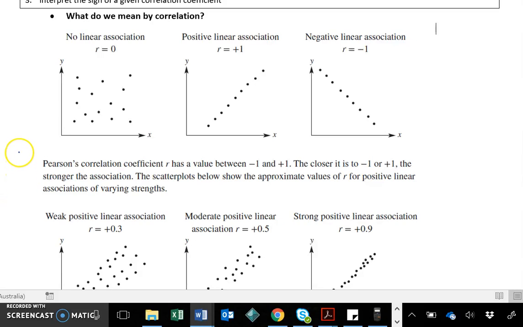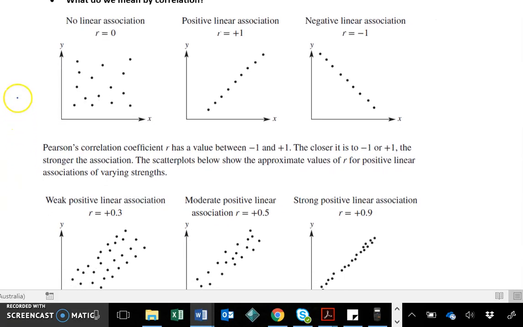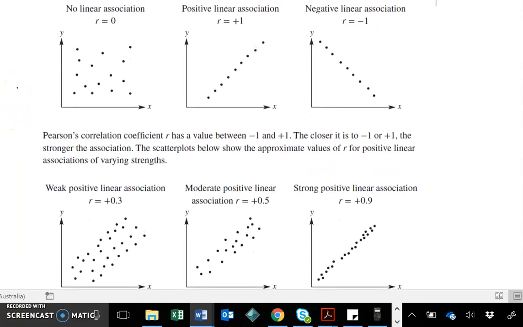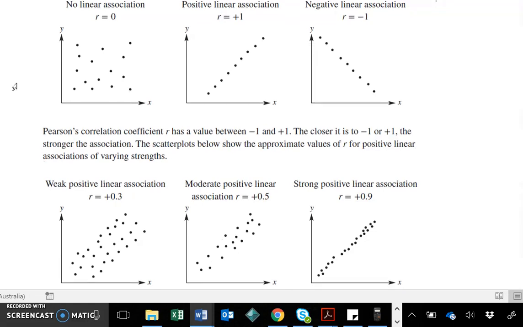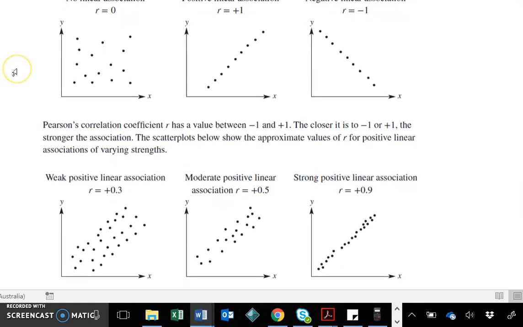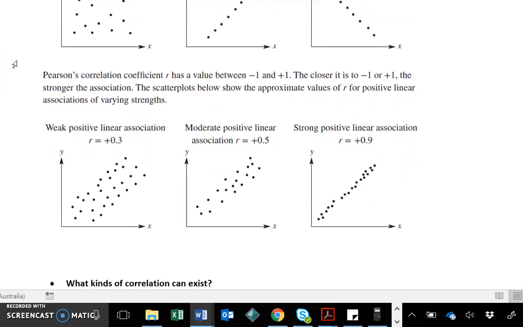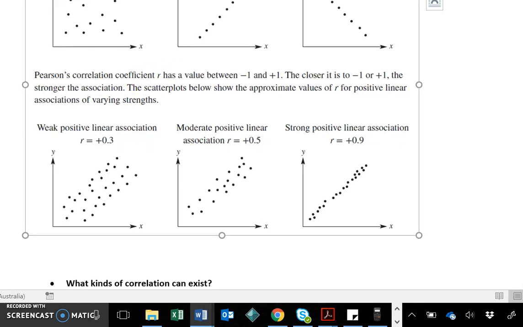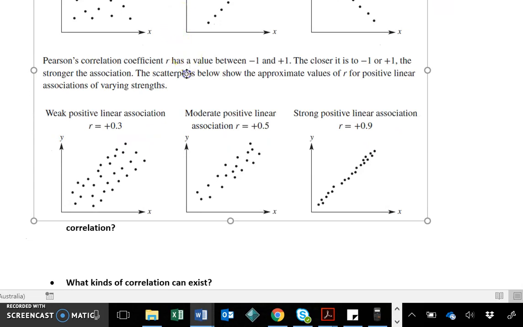Just to recap from last time, if you've got a scatter plot and your points are just going everywhere, then we say there's no linear association, no correlation, no relationship. So in that case, the R value is 0. If you have a perfect line leaning to the right, we say it's positive because it's a positive gradient, and we say the correlation is +1. Similarly, if it's negative, leaning to the left, almost a straight line, it's -1.